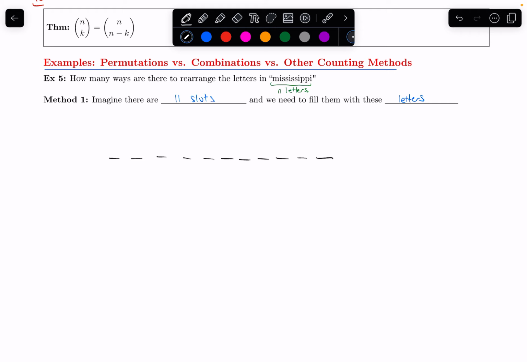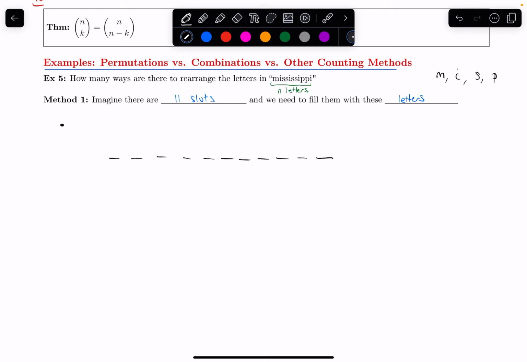One of the things I need to think about is, there are a few different types of letters. I see the letter M, the letter I, the letter S, and the letter P. So I see 4 different letters here. And if I were to switch 2 of the S's, for example, the word still looks the same. Or if I were to switch 2 I's, the word still looks the same.